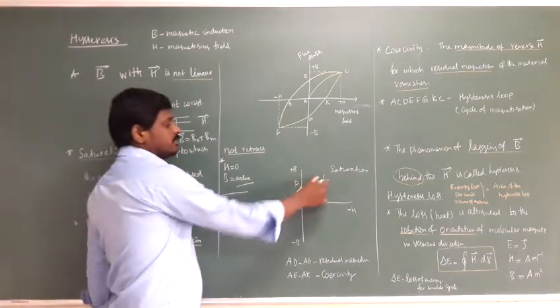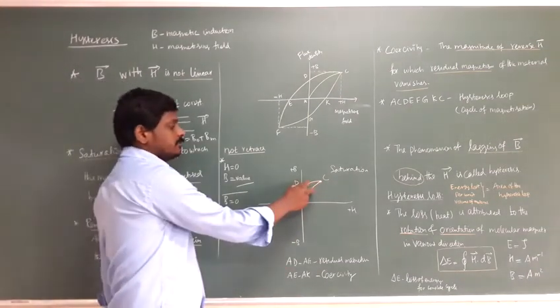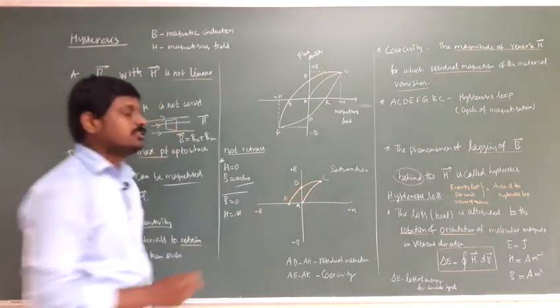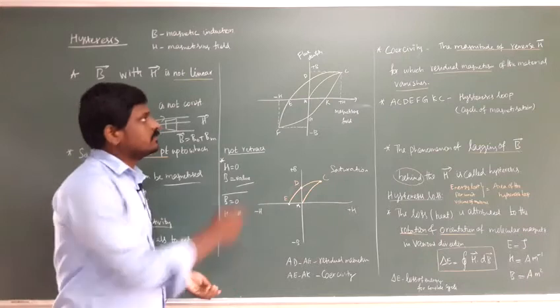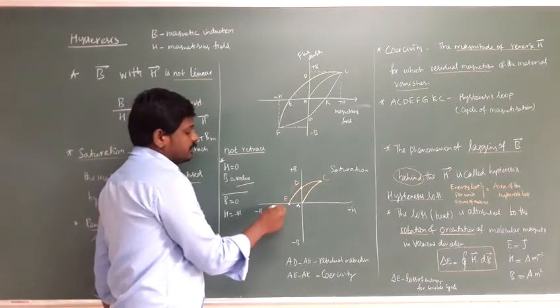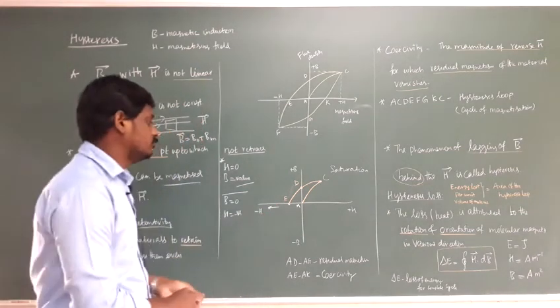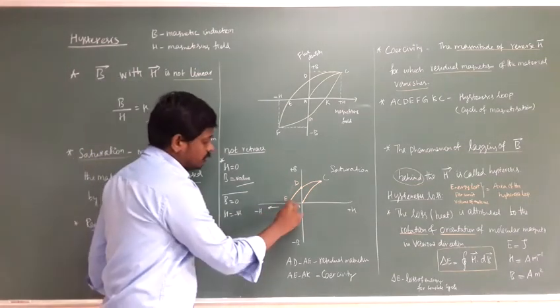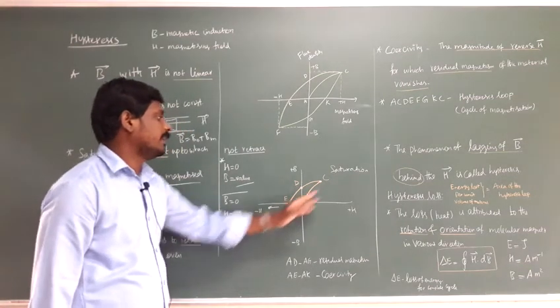So first it saturates, then it has a residual magnetism. The residual magnetism goes back to 0. What is the value of the magnetizing field we need to use? That is coercivity. Then again I change the magnetizing field in the negative direction, so it goes up to a value. That value is the negative saturation.